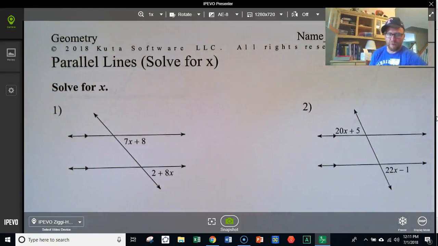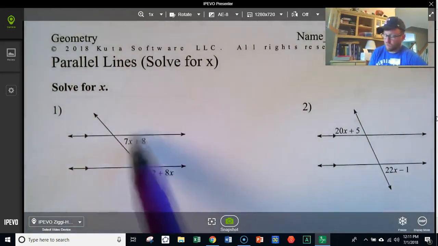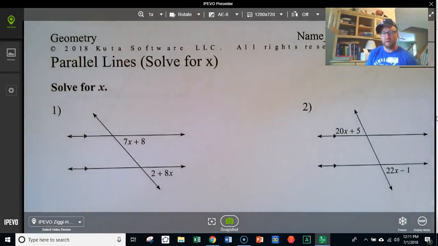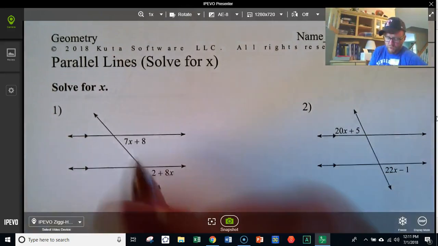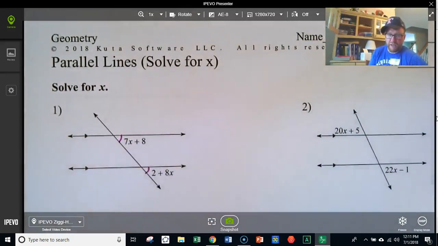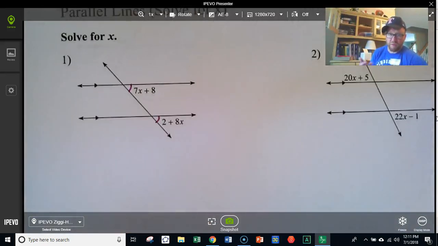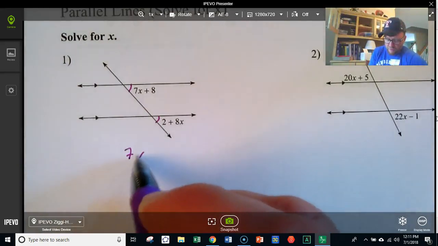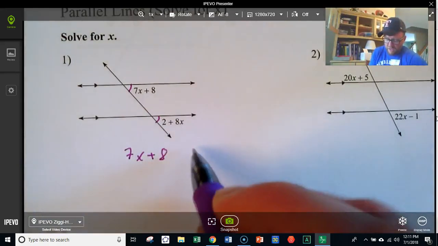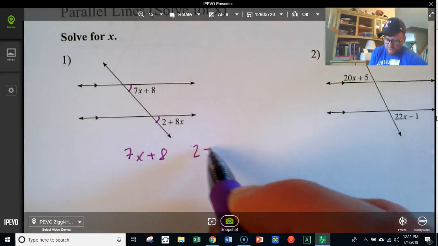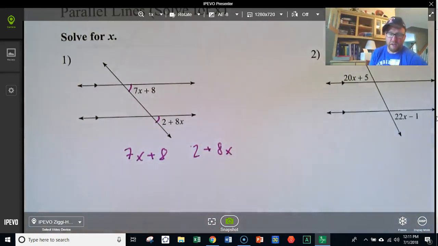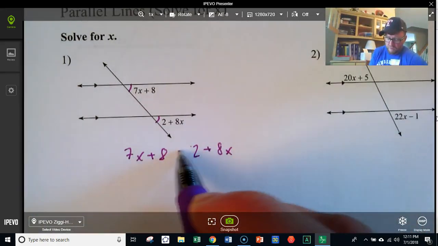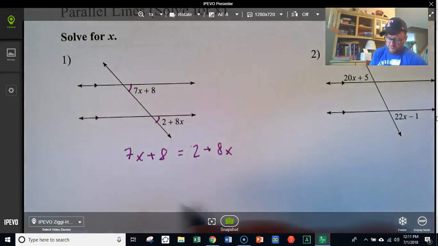Alright, so what we have to do here is, these lines are marked as parallel, and we have to figure out what's the relationship between these two angles, and then use that to set up an equation to solve for x. Now if you look here, these are corresponding angles, so they're congruent, which means they're the same measure, which means that 7x plus 8 is the same as 2 plus 8x. And we have a symbol for the same as in algebra. It's equals. Then we solve the equation.